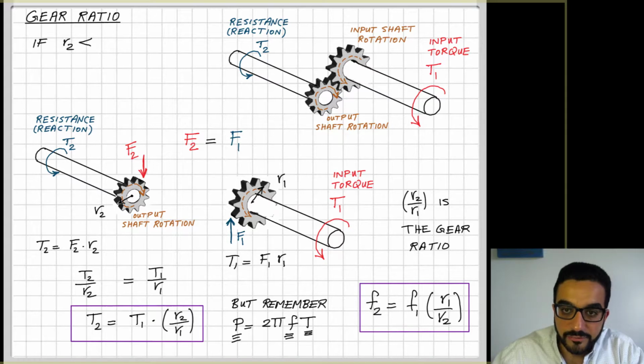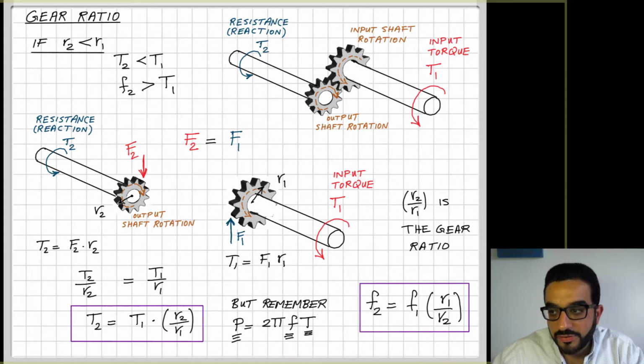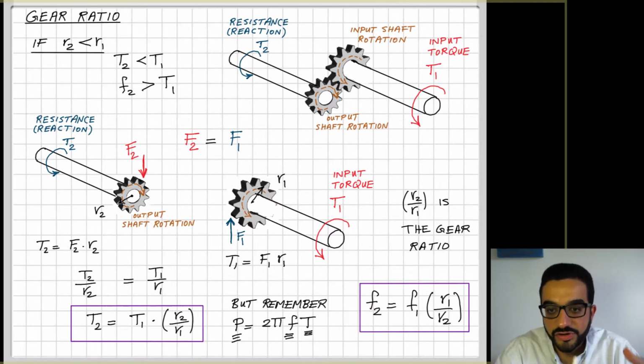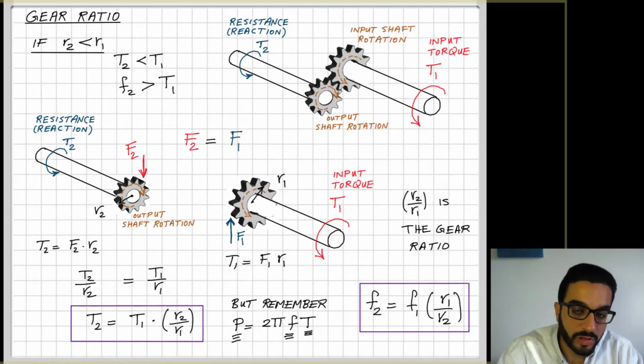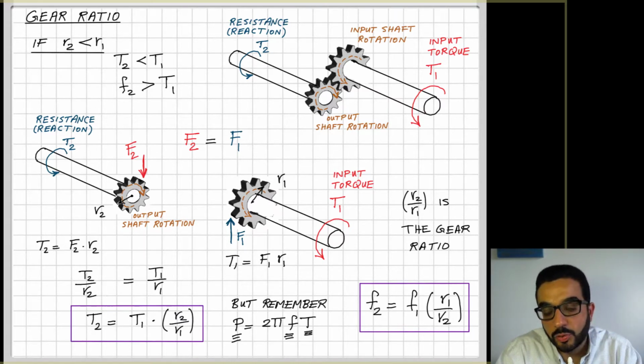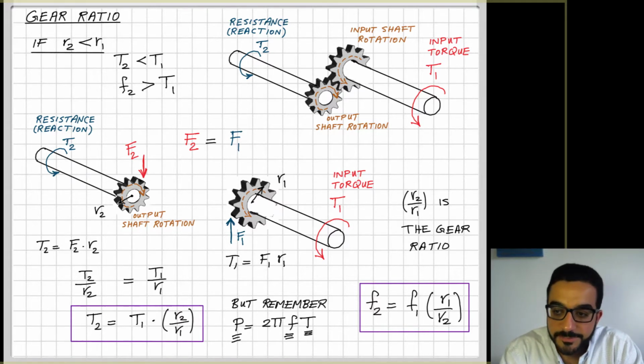To summarize, if R2 is less than R1, like in this case where the second gear is a little smaller than the first one, then the output torque T2 will be less than the input torque, but I will get higher frequencies. So the output gear or shaft will rotate faster than the input. And in the other case, where R1 is less than R2, it will be the flip story of that.